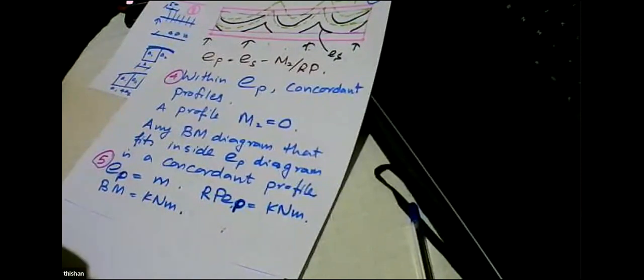And then, what is the last step? Because we know ES is equal to EP plus M2 over RP. Convert whatever this RPEP, once you know RPEP, you can always find EP, and from that you will find ES. Once you find ES, that will be the final profile, and the speciality of that profile is to generate exactly the secondary moments that you have assumed.